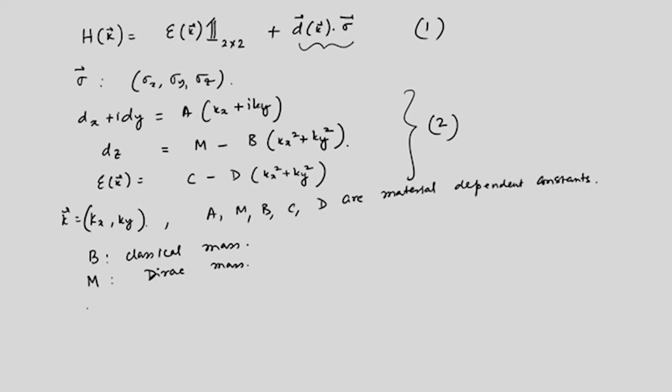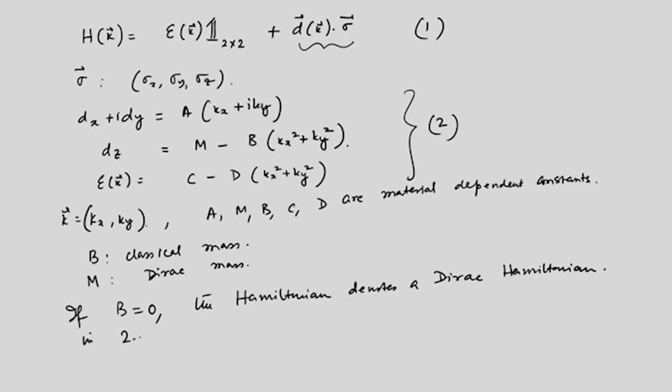In the absence of b, it will give rise to two copies of the Dirac Hamiltonian in 2 plus 1 dimensions. So, if b equal to 0, the square term vanishes, and the second term of equation 1 is truly like a Dirac equation. So, the Hamiltonian denotes a Dirac Hamiltonian in 2 plus 1 dimension.